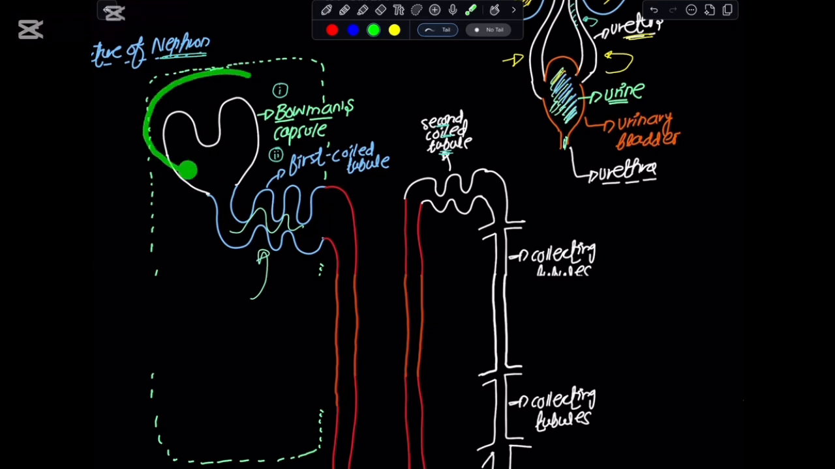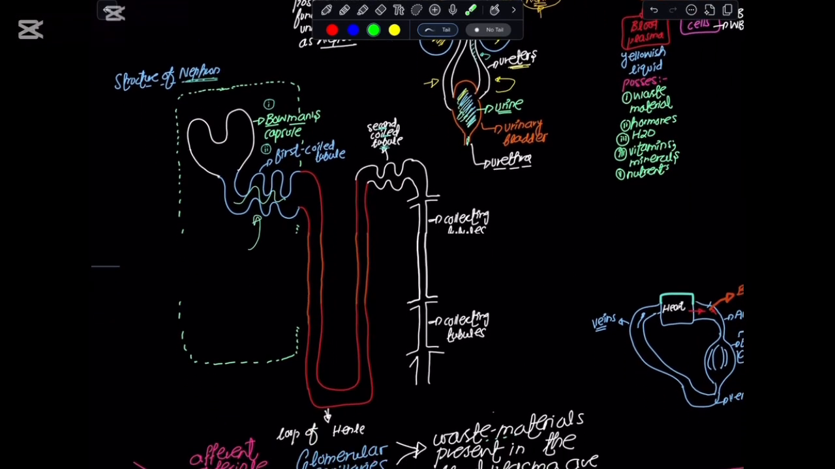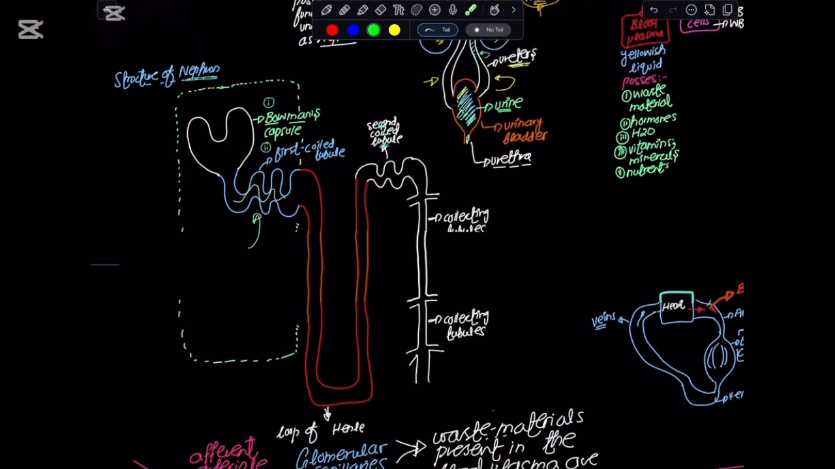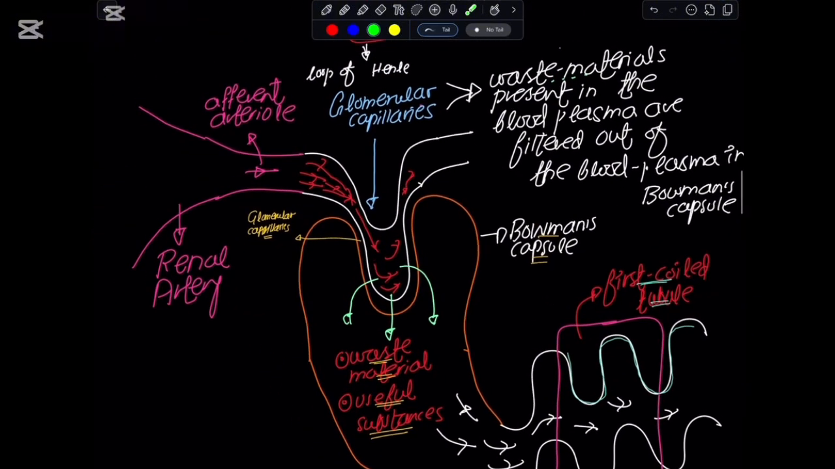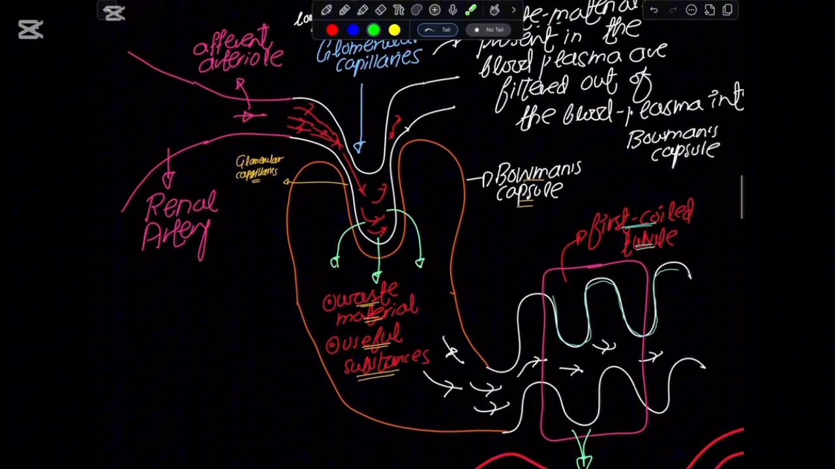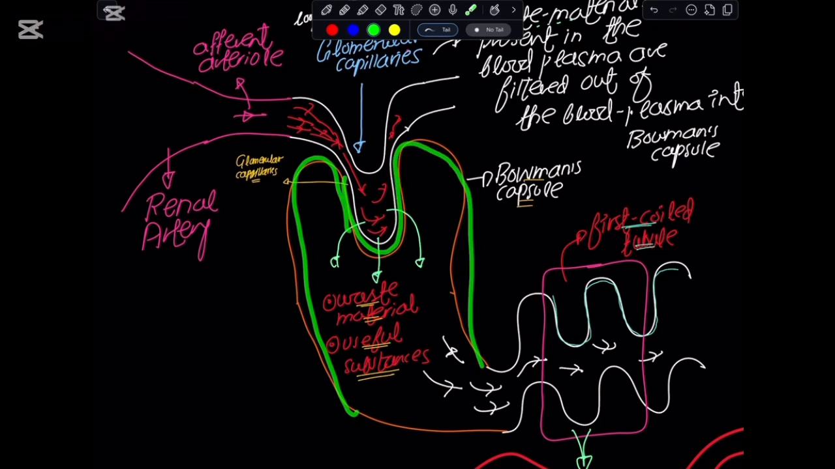So here in the Bowman's capsule, we filter the blood. And when useful materials go along with some waste materials, I need to reabsorb them back, and it would be accomplished with the help of active transport. Now, this is the same diagram I have shown you. You see that here lies the structure of the nephron, and this is a Bowman's capsule.